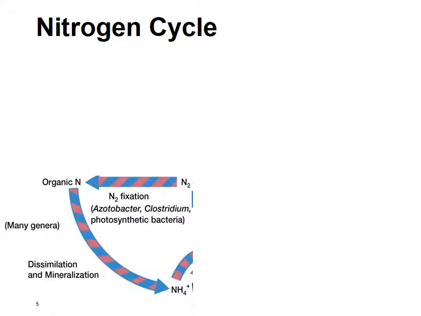The first product of nitrogen fixation is ammonia, NH3. And that's not shown here, probably because it's immediately incorporated into organic matter as an amine. You might remember the amines from your organic chemistry courses.